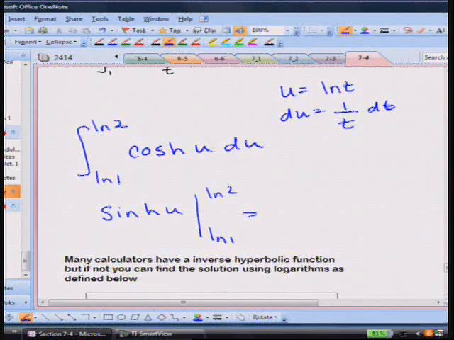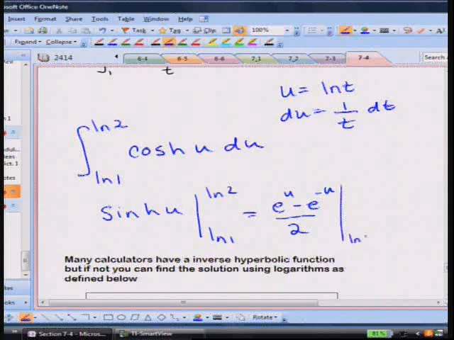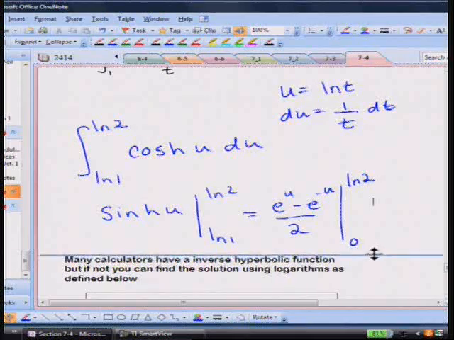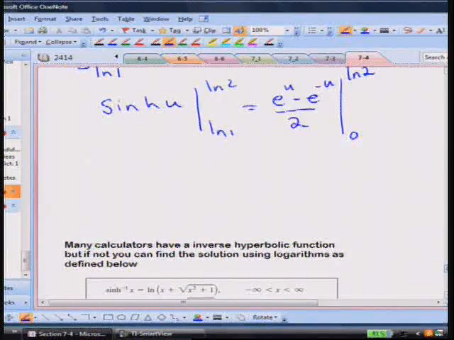Now it would be smart to rewrite the hyperbolic sine as its exponential form, which is e to the u minus e to the negative u over 2. So this is e to the u minus e to the negative u divided by 2 from ln 1. Well, what's the ln of 1? Okay, so from 0 to ln 2. Isn't it awesome how good you're getting at this stuff now?